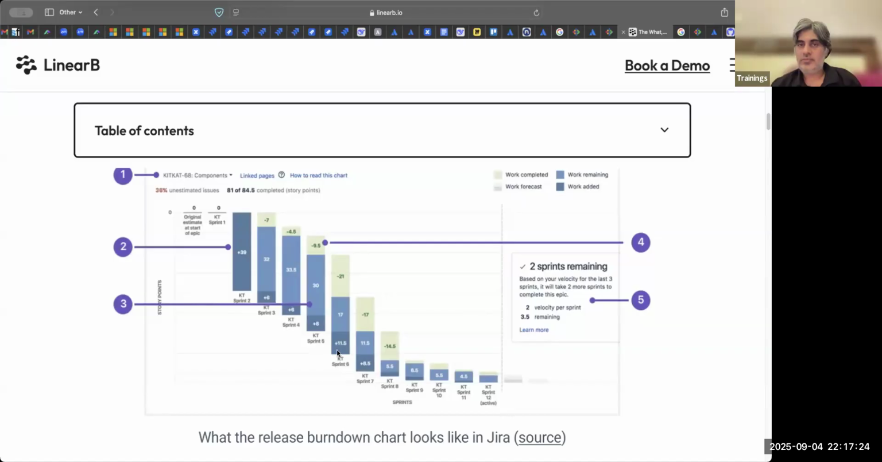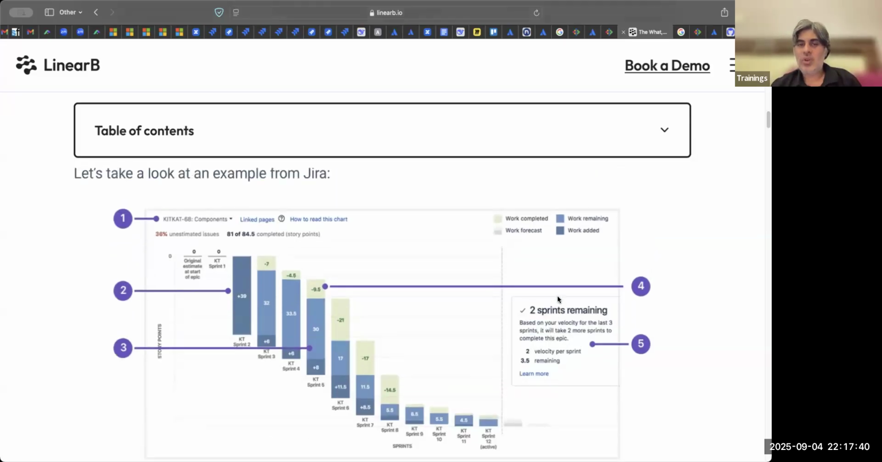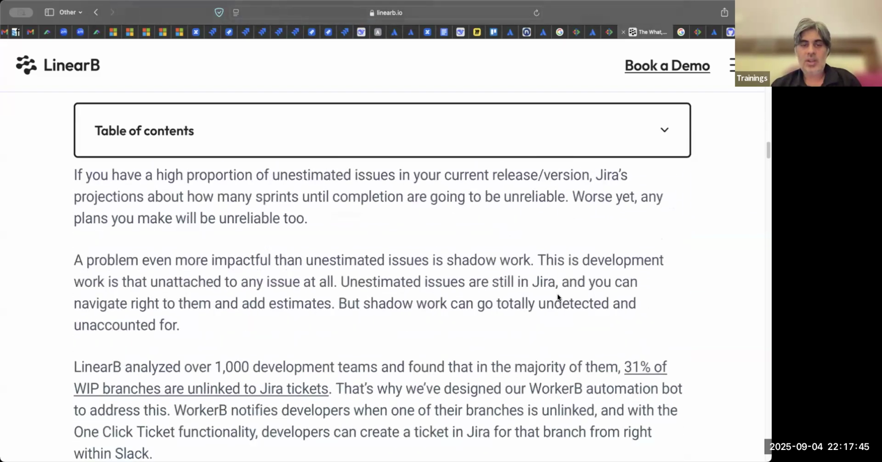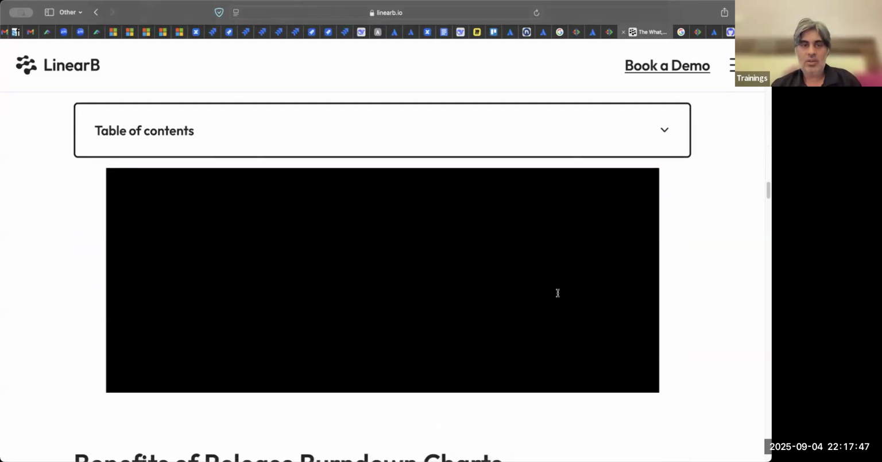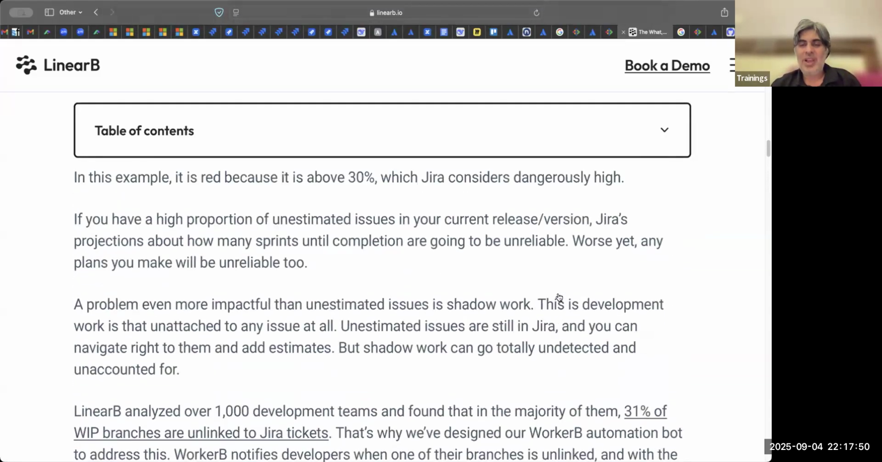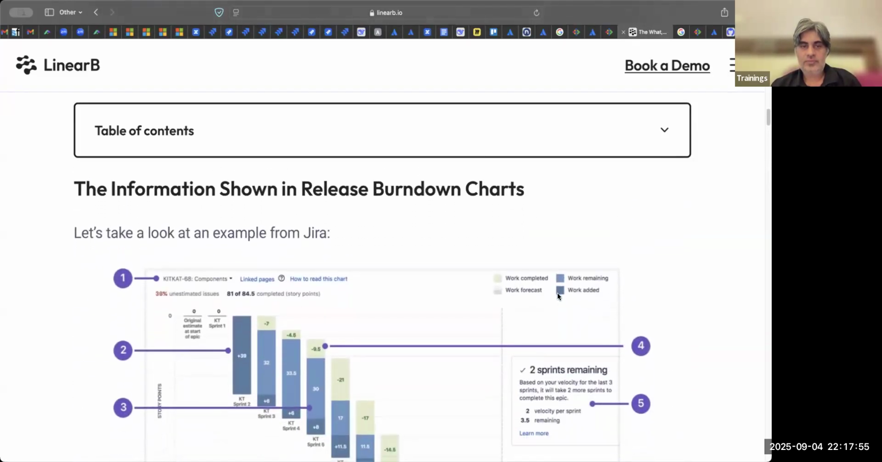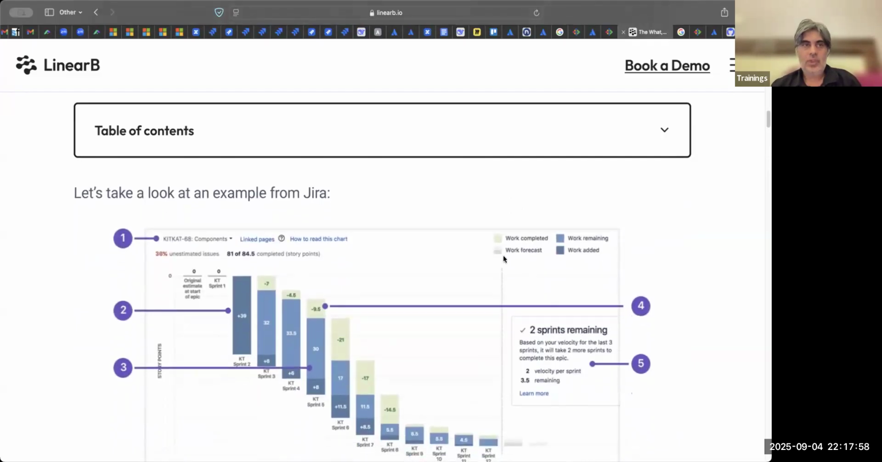So there is something here, right? 2 sprints remaining. What is that, sir? On the right side, this is just showing you that based on your velocity for the last 3 sprints, it will take 2 more sprints to complete this epic. This is actually a release burn down. This is an incorrect wording they are showing here. Don't worry about that. On an epic level, this is calculating it. Let me show you another release burn down.